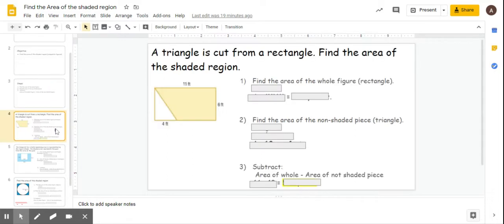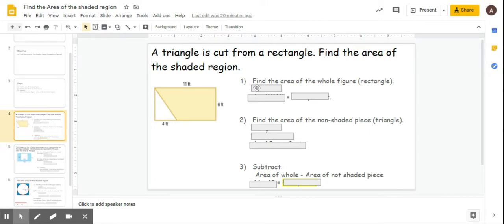So our first example says a triangle is cut from a rectangle. Find the area of the shaded region. So first, you have to understand this picture. So here's a rectangle, okay, and then here is the cut off triangle. In other words, if you took a rectangular piece of paper and then you cut off this triangle, now you need to find the area of the paper.